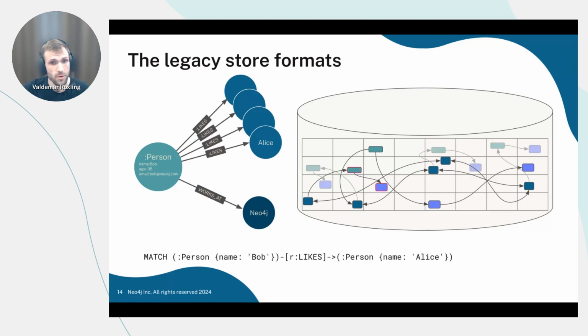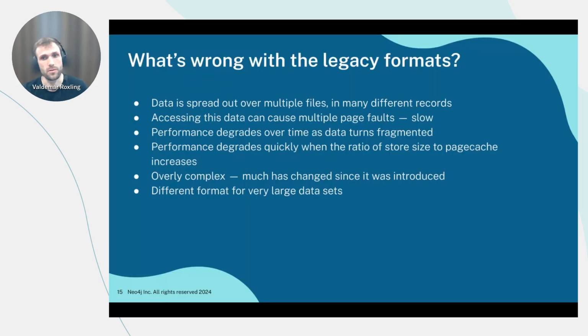And then if we're looking for a specific relationship, namely the relationship between Bob and Alice, we'll have to go back to the nodes and read the properties again in order to find the Alice person. So as you can see here, there's a lot of reading in the legacy formats, and a lot of jumping around in different places. So what is wrong, or what could be done better than the legacy format? Data is spread out over multiple files in many different records. So when we read this data, we can have a lot of page faults, or at least a lot of accesses all over the memory. This makes the query slow.